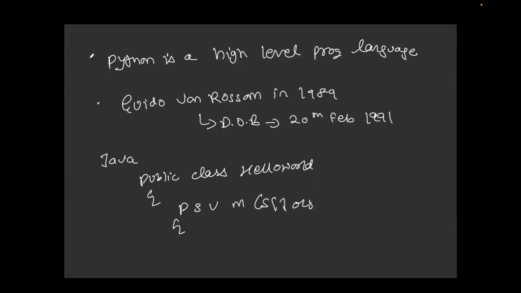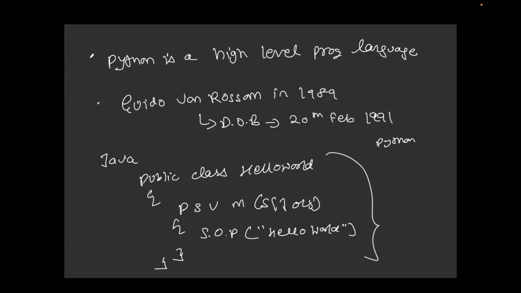I'll just close this, and then I'll open. I'll write System.out.println("Hello World"). This is your typical Java code. Now, in Python, if I want to write the same, what I'll write is print, open the braces, "Hello World", close. It is as simple as this.